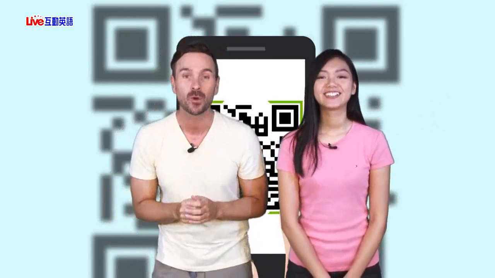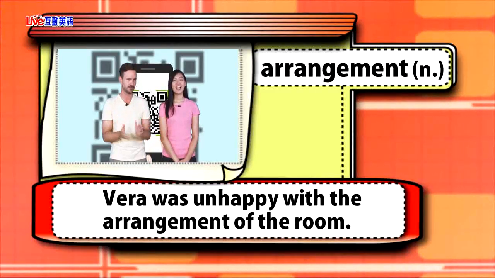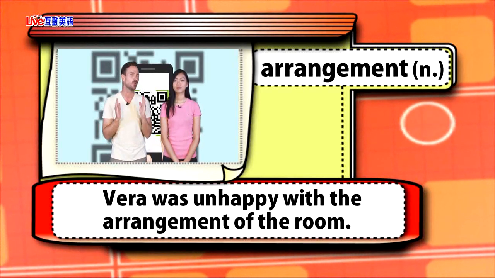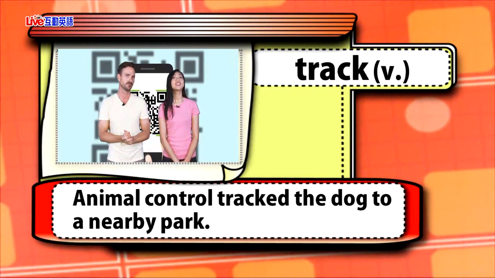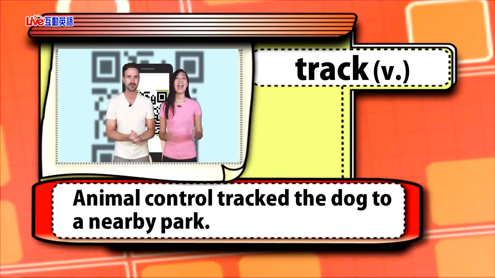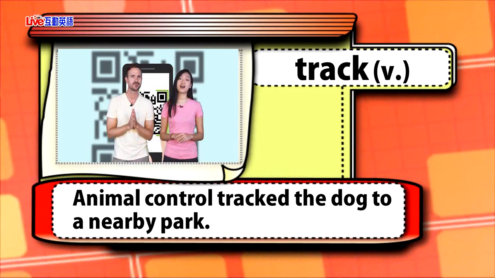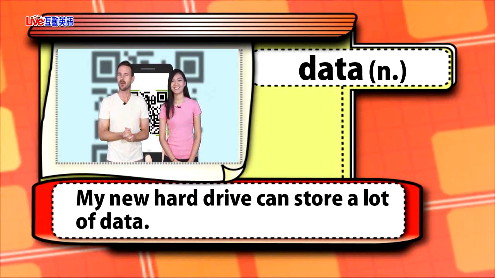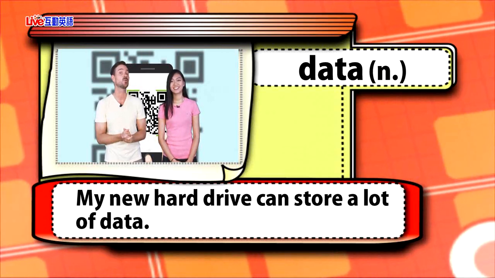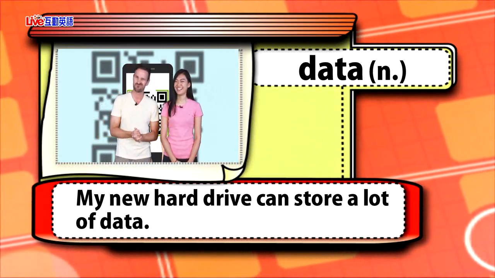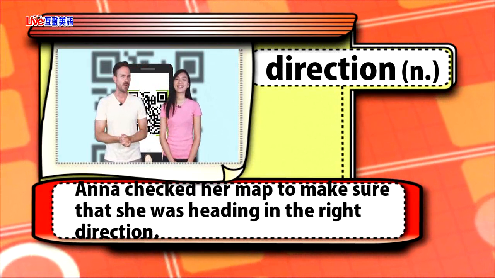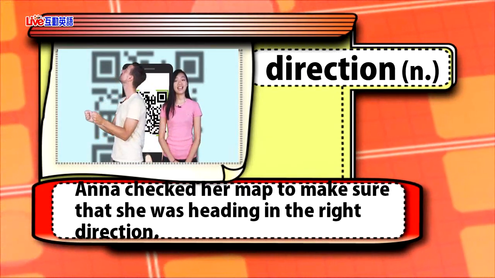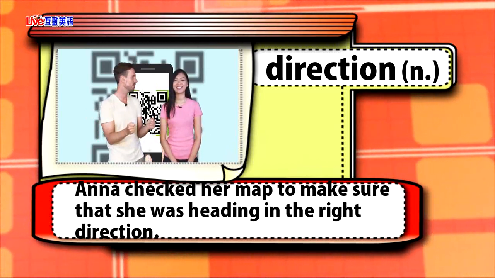The vocabulary words are arrangement. Vera was unhappy with the arrangement of the room. Track. Animal control tracked the dog to a nearby park. Data. My new hard drive can store a lot of data. Direction. Anna checked her map to make sure that she was heading in the right direction. She probably got lost, right?